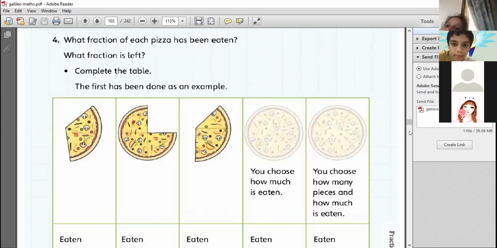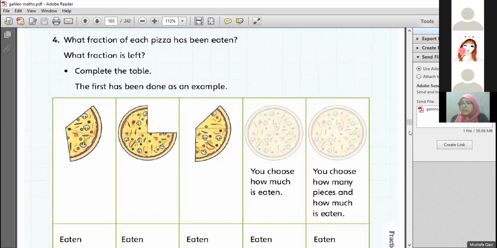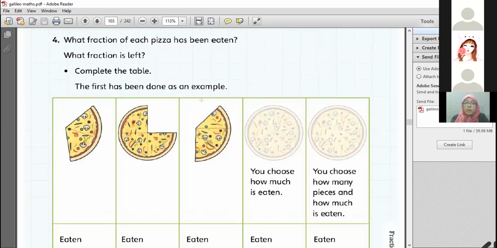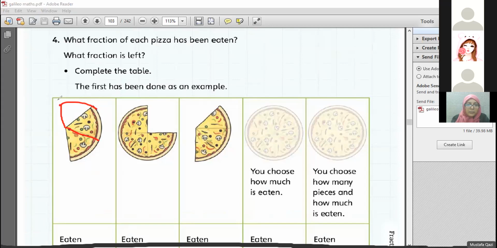Pizza one. Where is Manha? Manha, are you there? So look, it's up to you how many pieces you want to make. It's not fixed that whatever they have given, only that we have to consider. Like over here, 2 pieces are there, so make one more. Are you understanding, Manha? My drawing is not good. Wait.